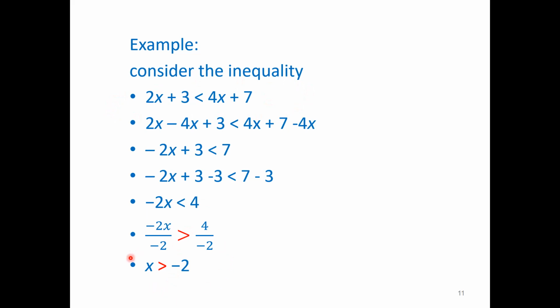See here, we don't have only one value of x similar to the linear equation, but instead we have a range, a set of values, a range of values. So any value of x greater than minus 2 will satisfy this inequality, will make the left side of this inequality less than the right side of this inequality.